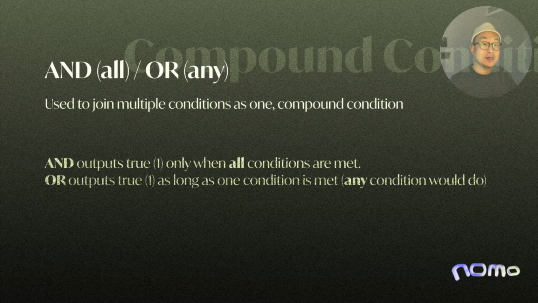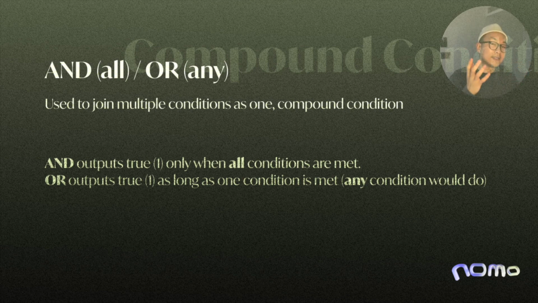Last two, and, or. They are used to join multiple conditions to make one compound, collective, one big condition. For and, it will output true only when all of the conditions in the compound condition are met. For or, it will output true as long as one of the conditions is met. So any condition would do. That's why on some of the tools like Softr, they will let you pick all or any. So that's basically correlating to and, or.